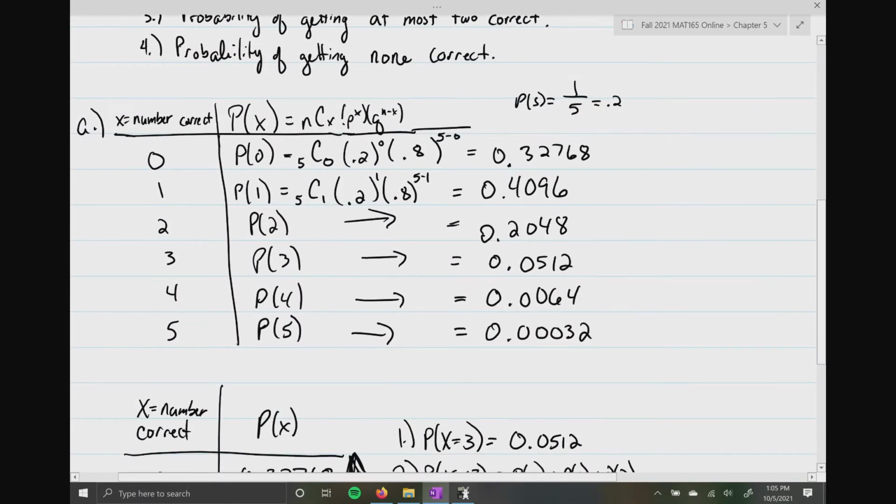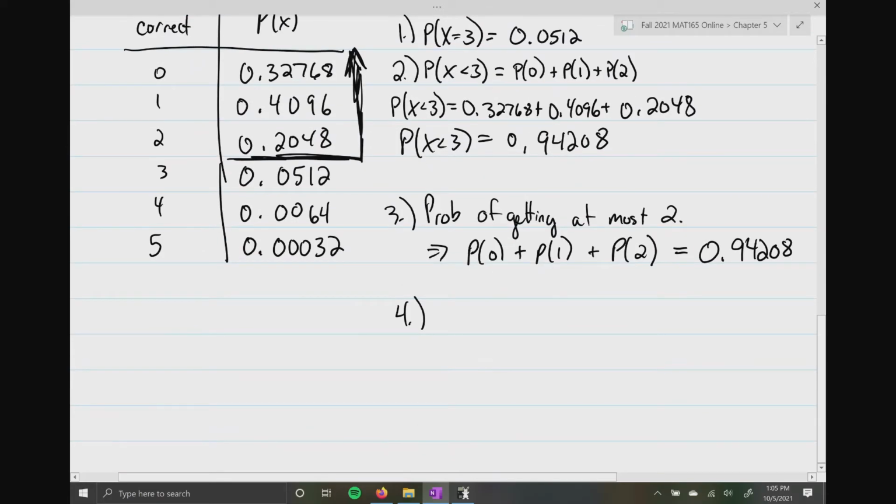And then the fourth question here, probability of getting none of them correct. Well, the probability of getting none is equal to the probability that you get 0 correct. So that's going to be 0.32768. Okay? And that's how this works. It's actually not that difficult.